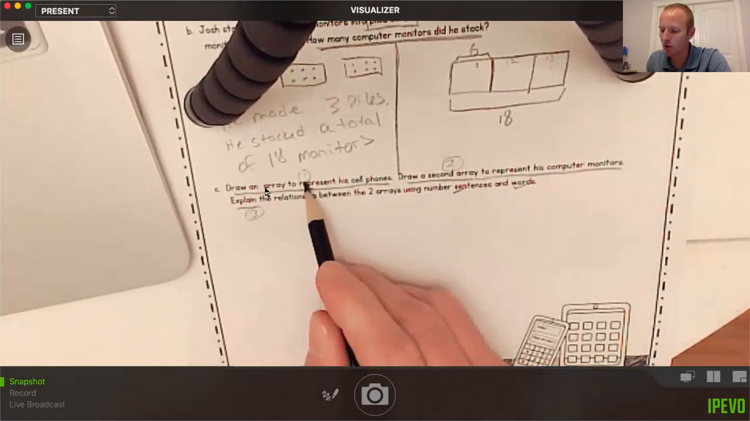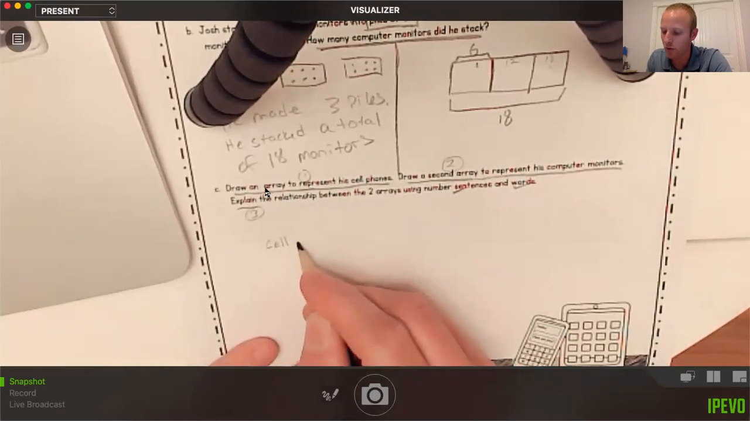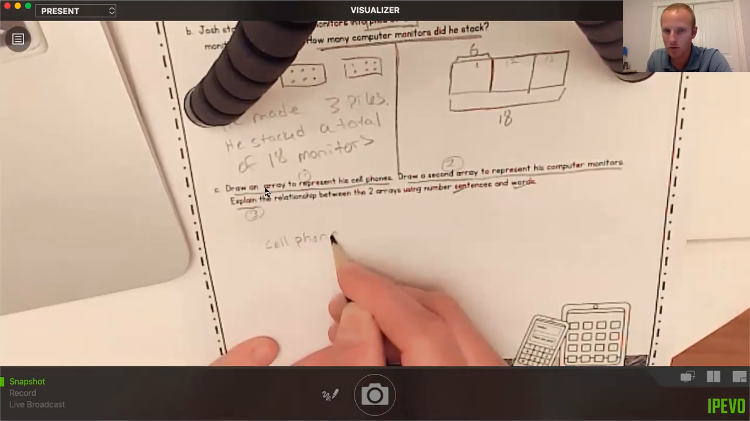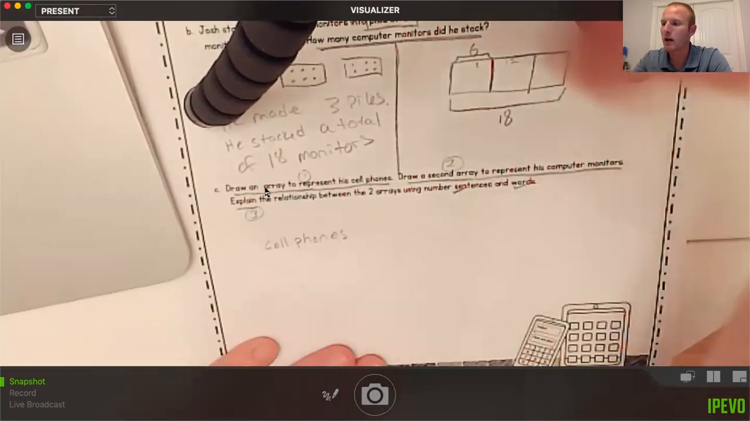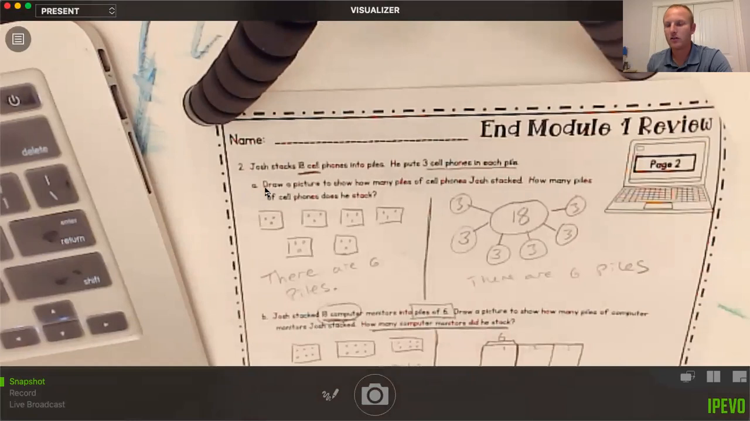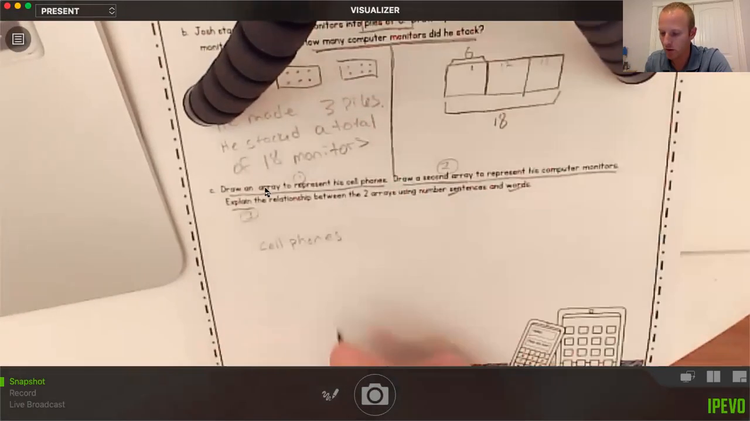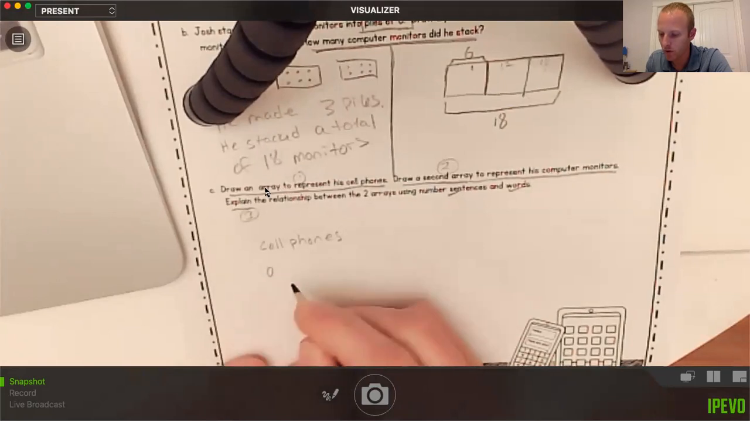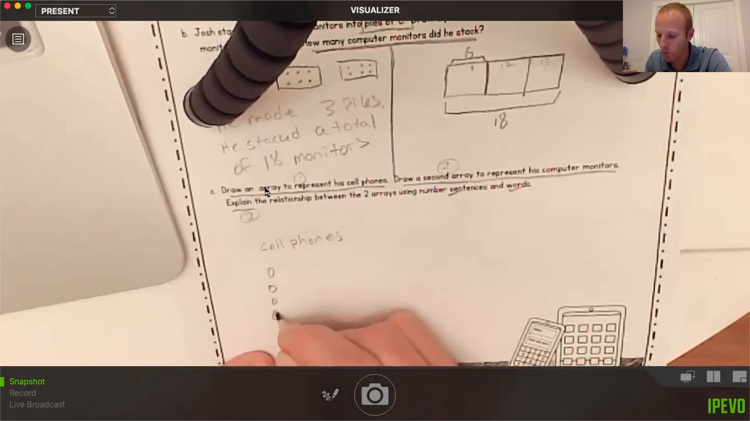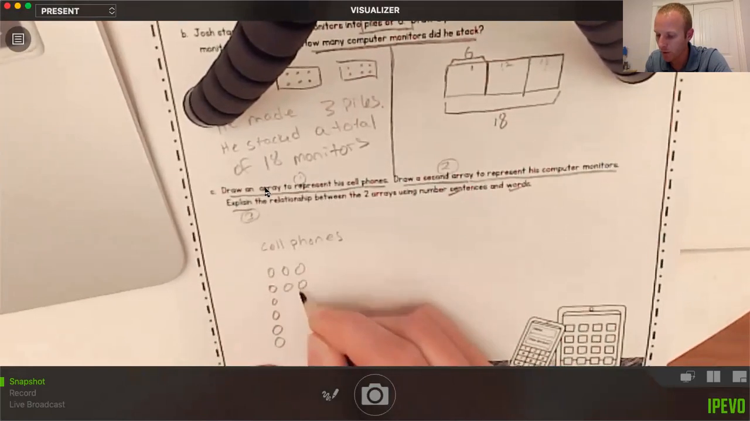The first one I want to do is to draw an array for the cell phones. So let me label it cell phones. And if we remember back up here, we had 6 groups of 3. So that array needs to have 6 rows with 3 in each. Let me take this back down here and go 6 rows of 3. 1, 2, 3, 4, 5, 6. And each row is going to have 3.